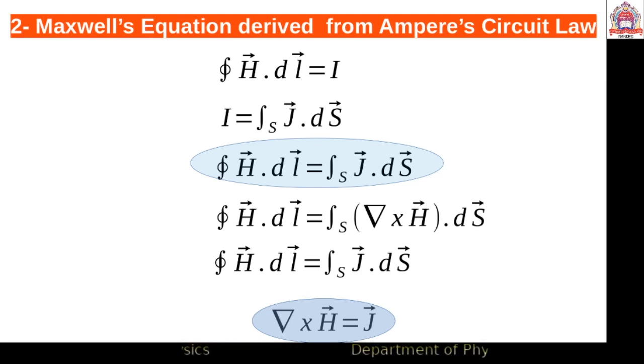Here the divergence of curl H is equal to 0, or divergence of J is equal to 0, which conflicts with the equation of continuity, that is the divergence of J is equal to minus dou rho by dou t. Therefore, Maxwell realized that the definition of the total current density is incomplete and suggested adding something to J. That's why Maxwell derived the equation from Ampere's circuital law with a modified equation.